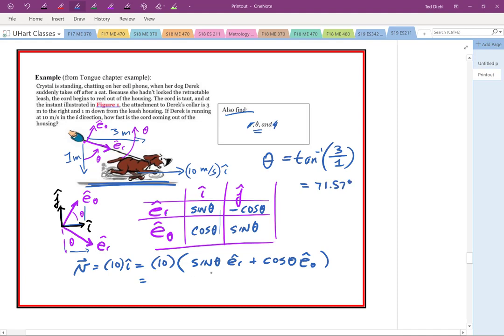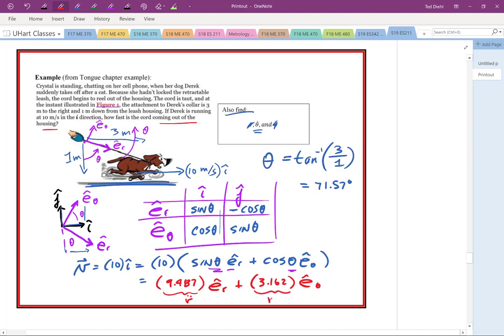So if we plug that back in to theta, we end up finding that we have 9.487 ER plus 3.162 E theta. So this becomes R dot, and that's what we're going to talk about: how fast the leash is coming out. How fast is the leash coming out of the housing? It's going to be R dot. So it's 9.487, and these are meters per second, so that's the answer there.